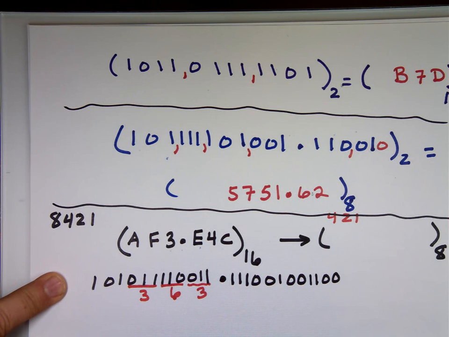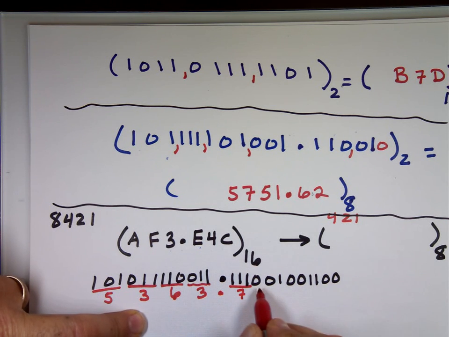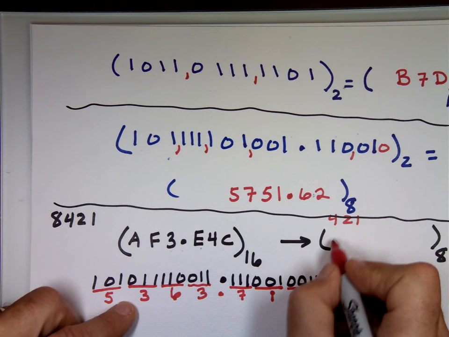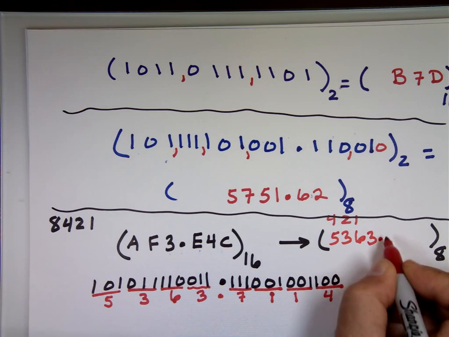There's the decimal point. 1, 1, 1. 7. 0, 0, 1. 1. Right? 1, 2, 4. 0, 0, 1. 1 again. And 1, 0, 0, 4. So your answer is 5, 3, 6, 3.7114.